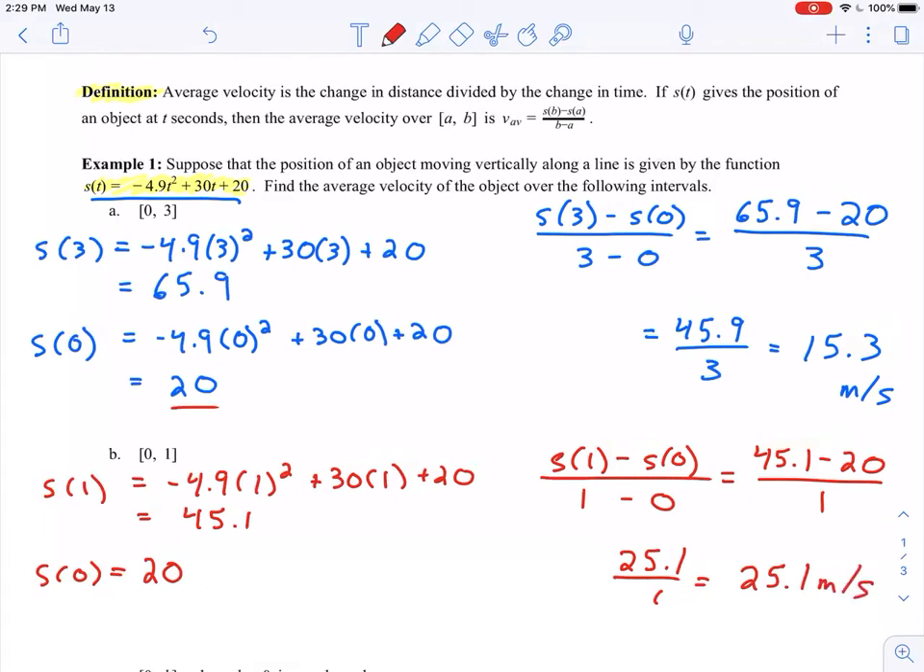So we could keep doing this, and we could change. Let's suppose I want to keep 0 the same, and let's say maybe I'm very indecisive, and I just keep changing my mind as to what that second number, that right-hand number, should be. I just can't make up my mind. It's really tedious to have to take that second number, plug it into your position function, and then find the average velocity.